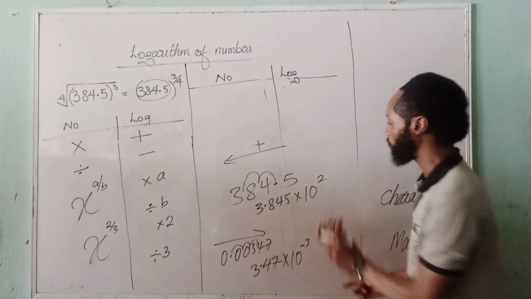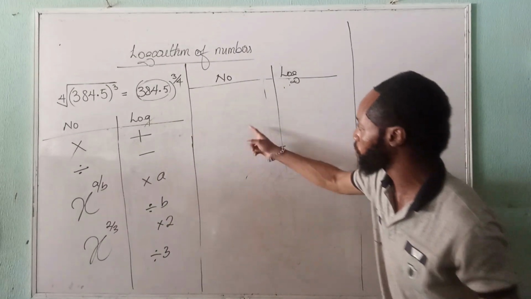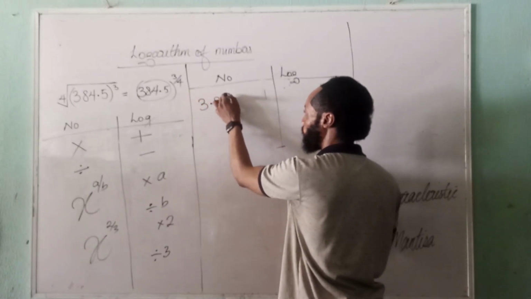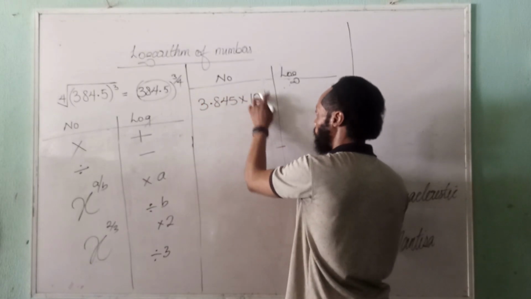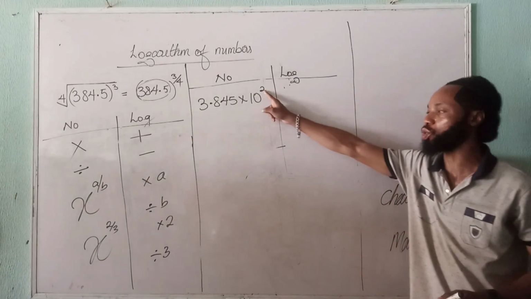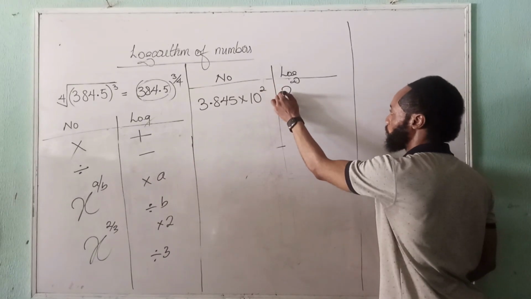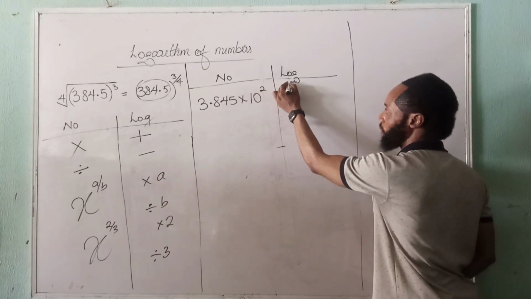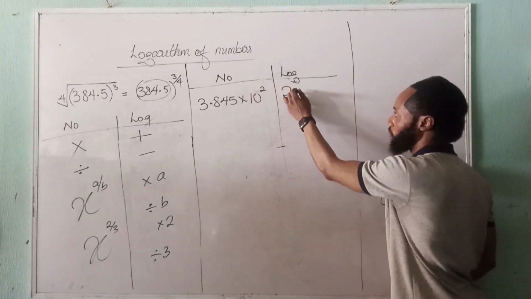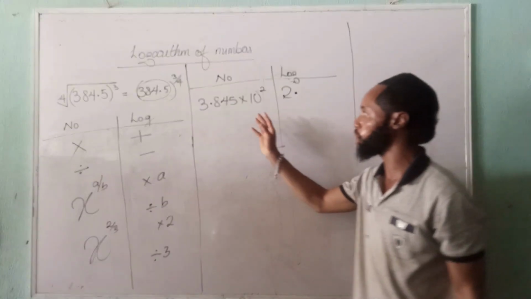So that's standard form. We write it in standard form: 3.845 times 10 raised to the power 2. Our characteristic is the number of times we move with respect to the direction. So our characteristic is positive 2. If it were negative 2, you write bar 2. But this is positive in this case. Then you put your point. That's our characteristic.